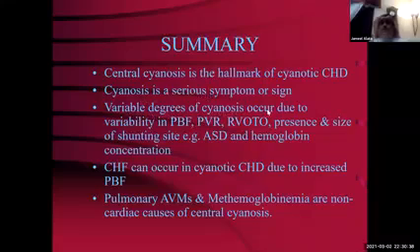Variable degrees of cyanosis occur due to variability in pulmonary blood flow. If you have more, you have less cyanosis. If you have less, you have more cyanosis. Pulmonary vascular resistance, if it is high, you'll have more cyanosis. If it is lower, you'll have less cyanosis. Limitation of flow through the right ventricular outflow obstruction. If it is more obstruction, then more cyanosis. Less obstruction, less cyanosis. Presence and size of shunting site, ASD, and also hemoglobin concentration.